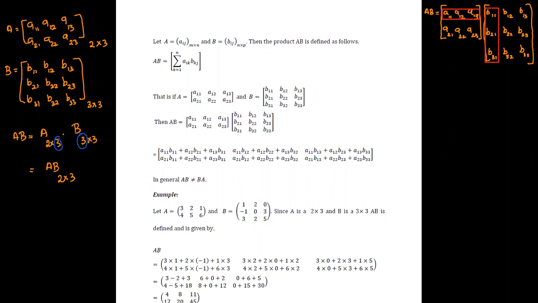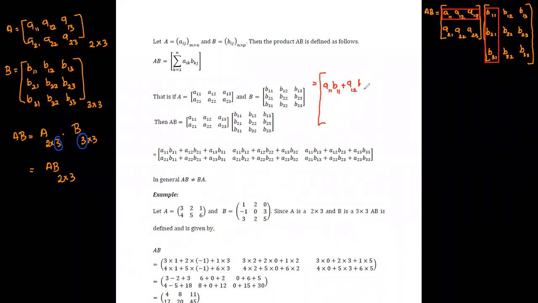If I perform this calculation, I will get the values in this form. Starting from here, I will get A11 multiplied with B11. Therefore, I will get A11 times B11. Then this is added to A12 with B21.